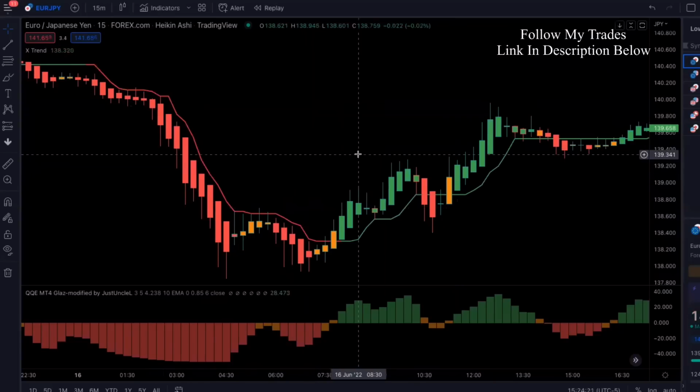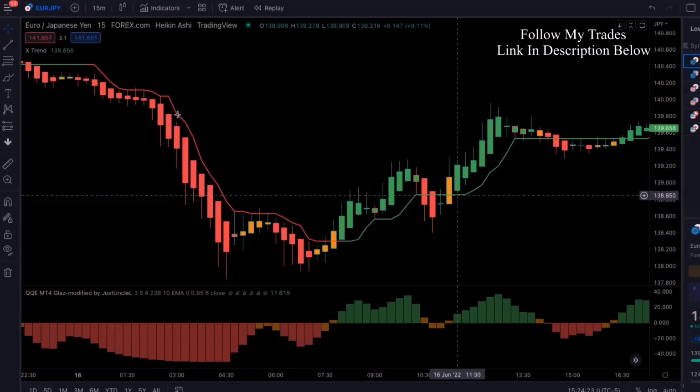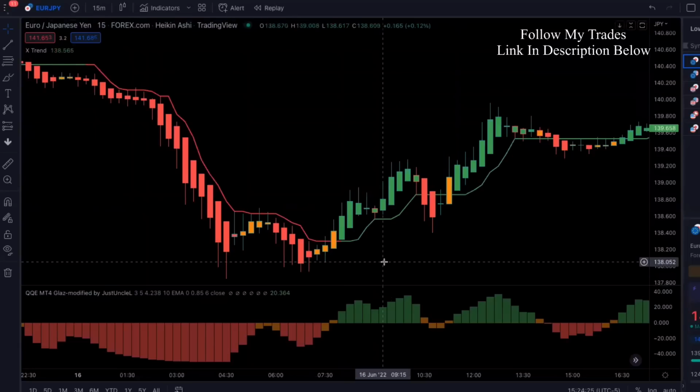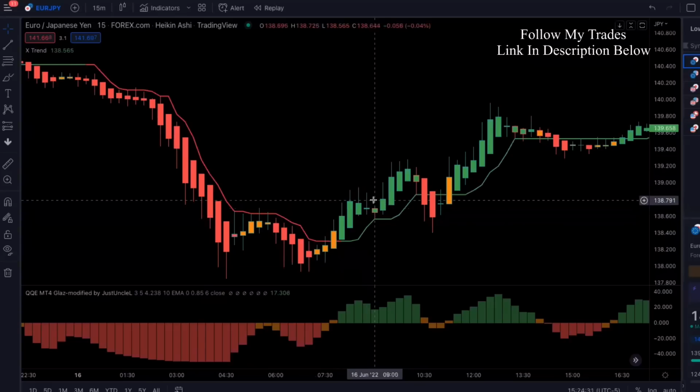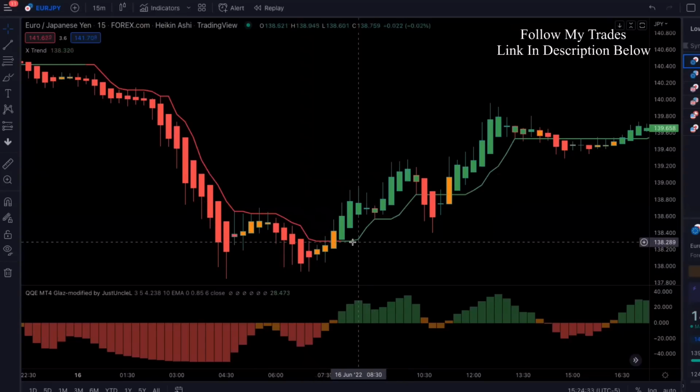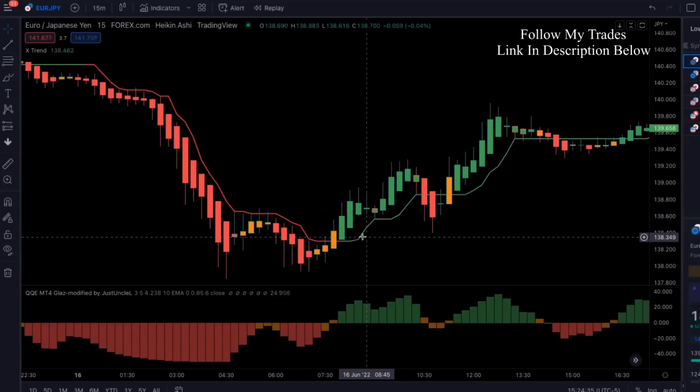But for this example, I'm going to show it to you guys on the Euro JPY. Again, 15-minute time chart. Great for day trading, right? It's a great day trading strategy. So step number one, the price has to be above this X trend line.